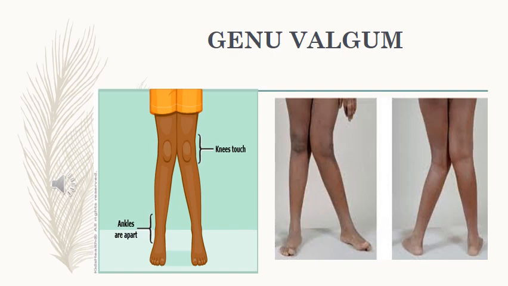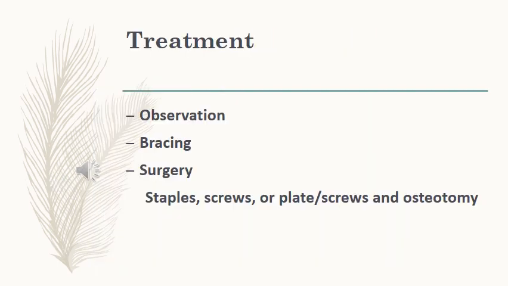The knees are convergent and touching, and the ankles are diverged and apart. Treatment: there is no specific treatment, just observation. Sometimes bracing is needed. Surgery sometimes needs stapling, screws and osteotomies.